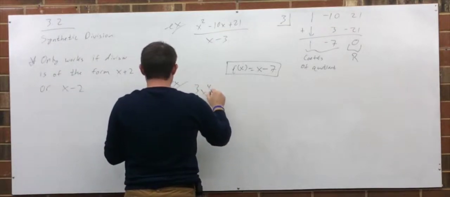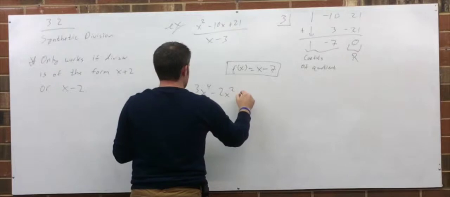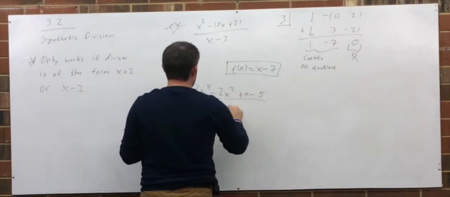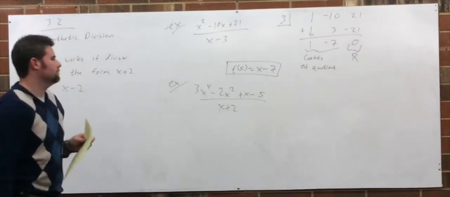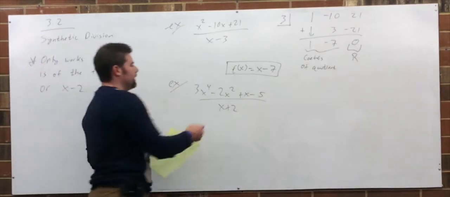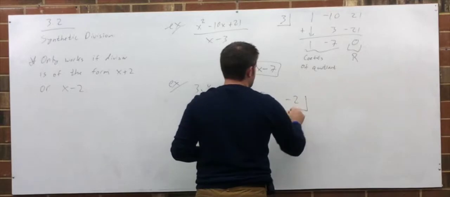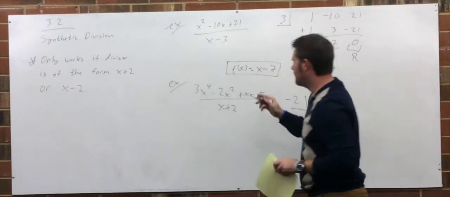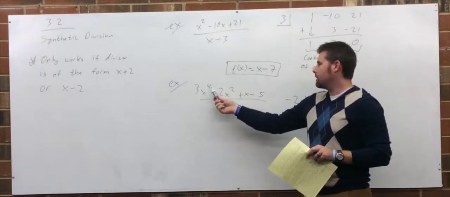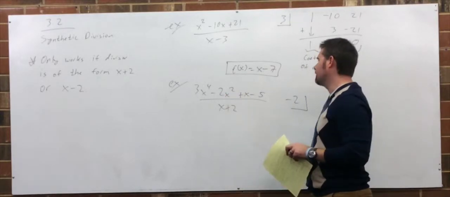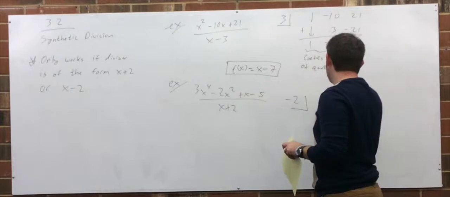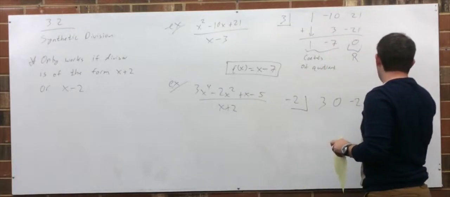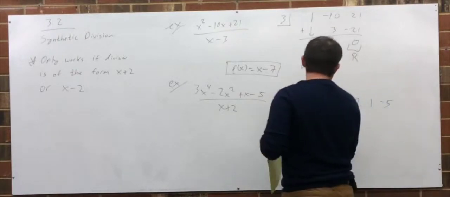3x to the 4th minus 2x squared plus x minus 5 divided by x plus 2. Well, we're going to put a negative 2 in the box here and put our coefficients up. The key thing to recognize is we start with an x to the 4th, but there is no x cubed term. So we have to account for that. So we get 3, 0, negative 2, 1, and negative 5.